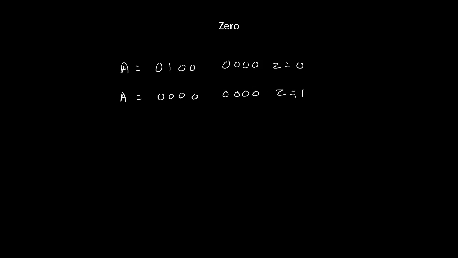Now, let's check the zero flag. For the zero flag, we will check the content of the accumulator. It will tell whether the accumulator has become 0 or not. In most cases, our accumulator is a non-zero number, let's say 0100 0000. In these cases, our zero flag will remain 0. And when the entire accumulator becomes 0, meaning all 8 bits become 0, at that time our zero flag will become 1. It is the rarest case. We will get zero flag equal to 1 only when the entire accumulator is 0.